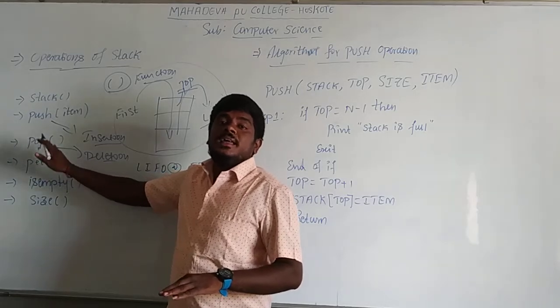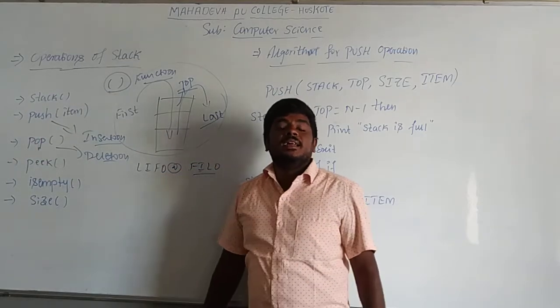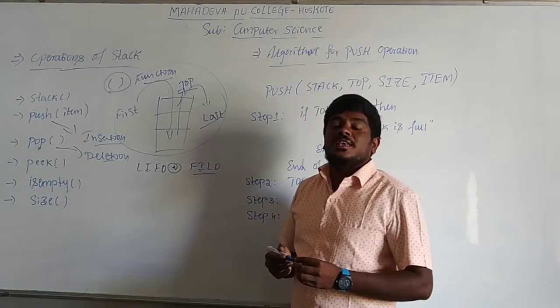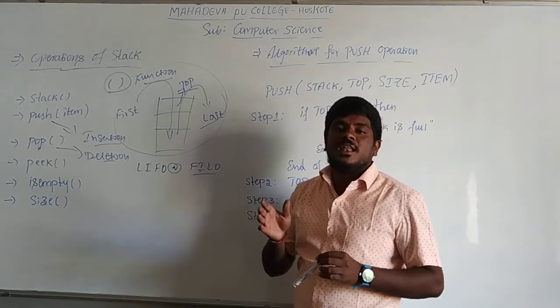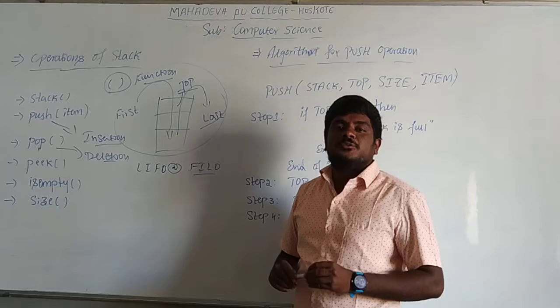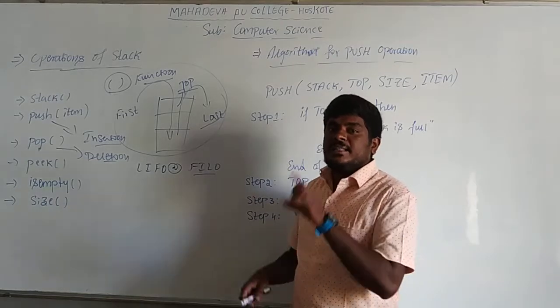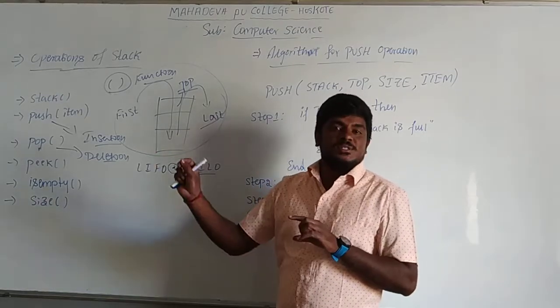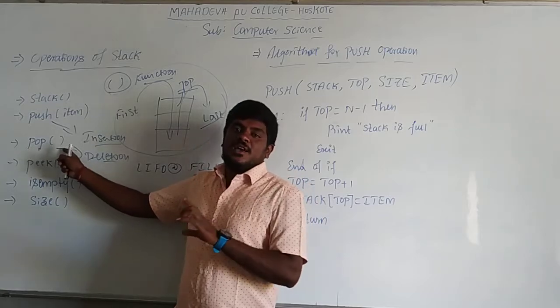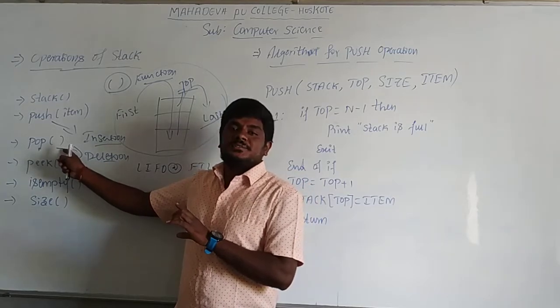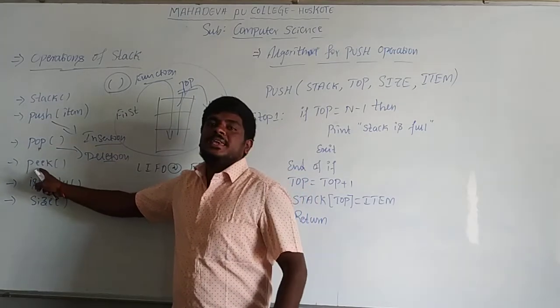And it returns a data item. It returns a data item to the user. Which element we deleted, we come to know at the end in the answer, in the output. Which is the element we deleted, that element is returned to the user. So that's why it returns some value to the user. Understood? So next one is peak.